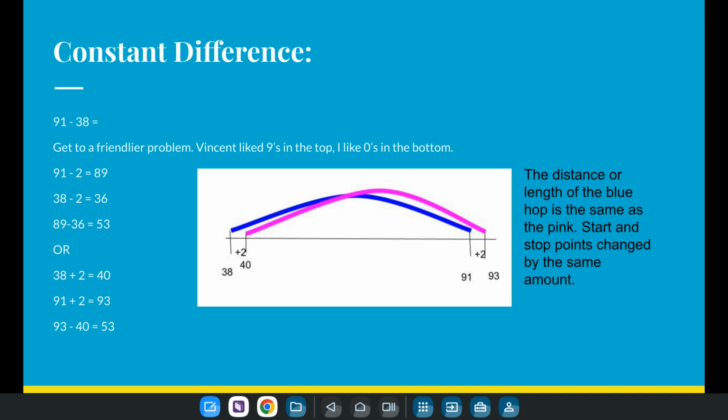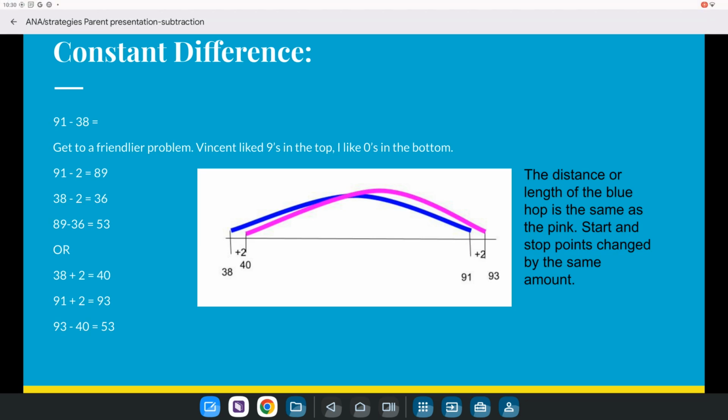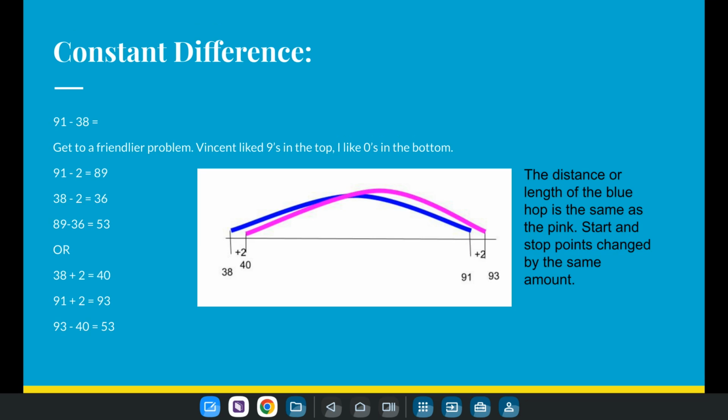So I had a student when I was a 5th grade teacher many moons ago. His name was Vincent. And Vincent told me that he liked to get as many 9s in the top number as possible. After I understood Vincent's strategy, I realized that you can adjust either number to make a friendlier problem. And I actually prefer to get as many 0s in the bottom number. For the same reason Vincent wanted 9s, I want 0s. Because if you have as many 9s in the top number, there's no borrowing or regrouping needed. If you get as many 0s in the bottom number, again, there's no borrowing or regrouping needed.